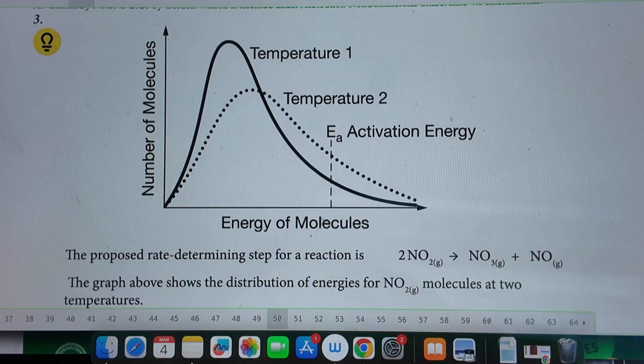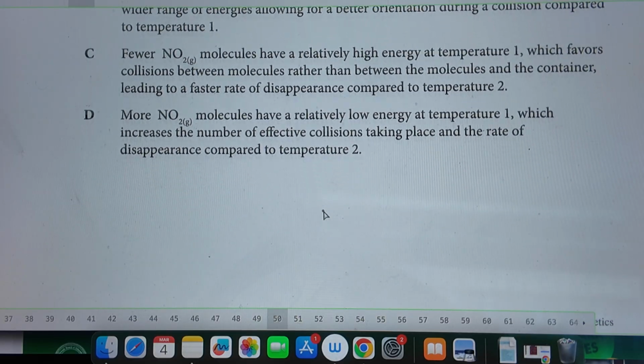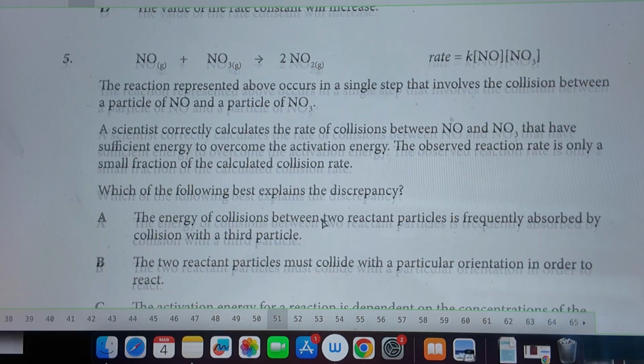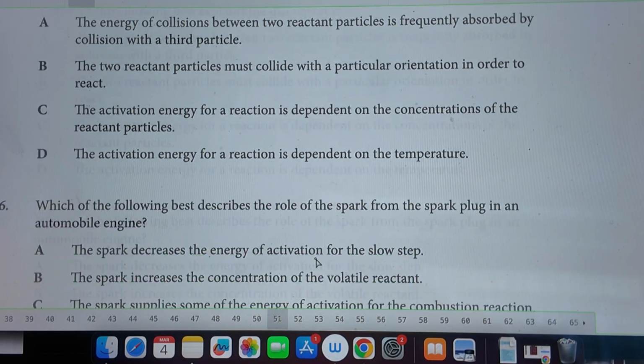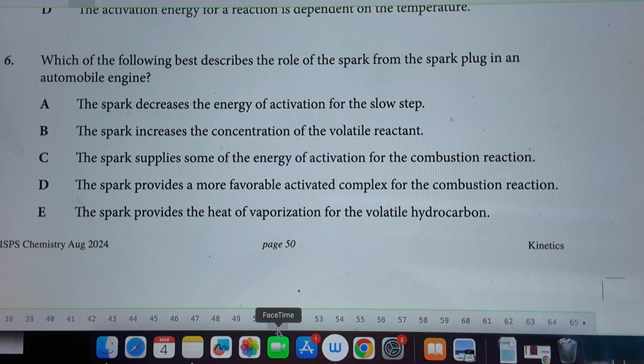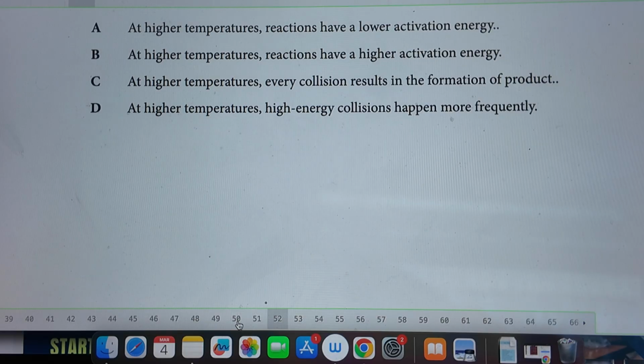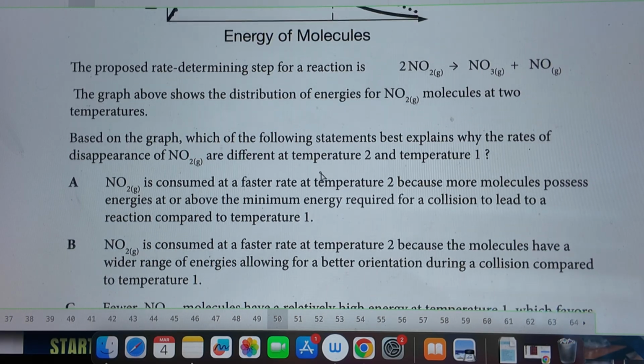Okay, next question. I think this is the last question, maybe. Nope. I think 6 is the last question. Totally wrong. All the way to 8. Okay, cool. So let's get going.